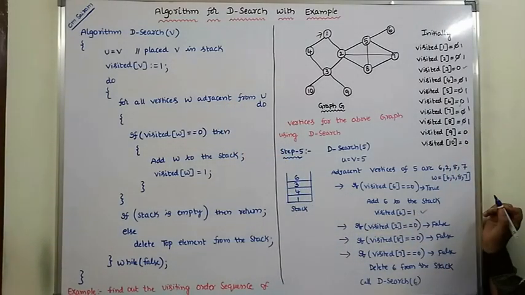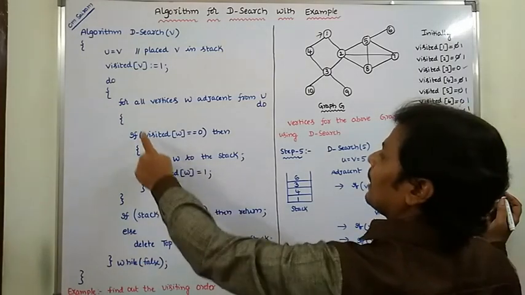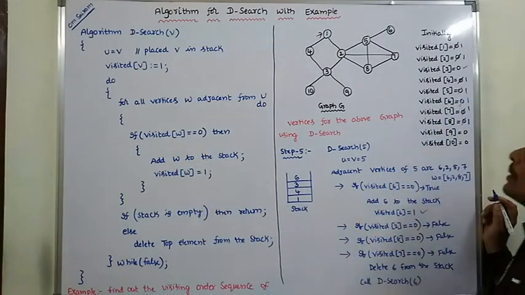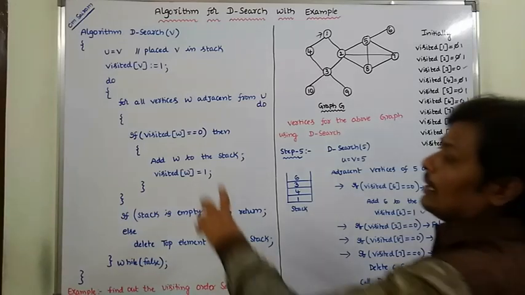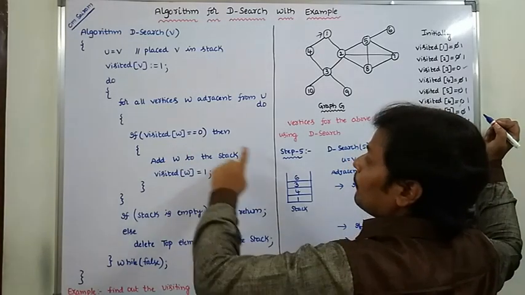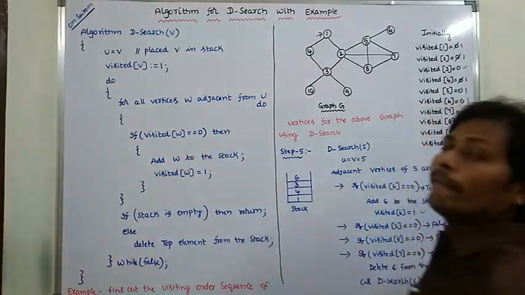Now w is equal to 7. Brace begin. If visited of 7 is equal to 0, so this is also false. Here visited of 7 is equal to 1. The control does not go to the if block. Again control goes to the for loop.